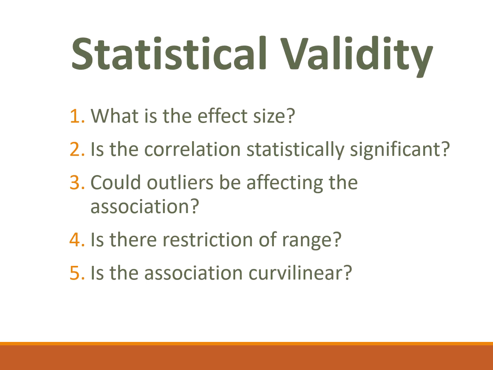So when we talk about statistical validity, we're just looking at the statistic itself. We're no longer concerned with how the constructs are made. So the first thing we want to ask is, what is the effect size? In other words, how strong is the relationship? With correlation, that's going to be how close that number is to 1.0 or negative 1.0. The second thing we want to ask is, is the correlation statistically significant?